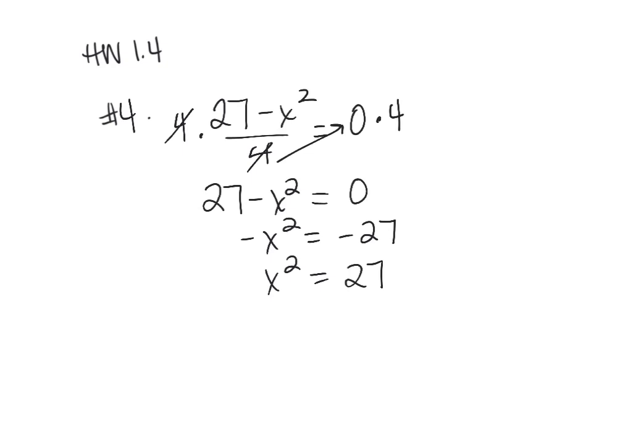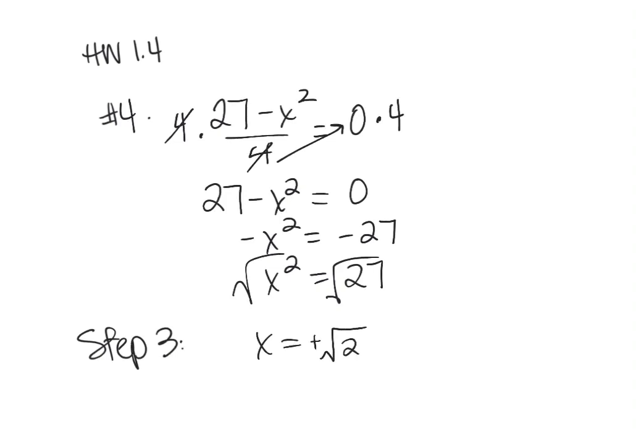And then to do the last step, if we want to solve this, we take the square root of both sides to actually get x for step 3. Here you'll get positive square root of 27 and negative square root of 27. You actually have to have both answers. So you would write your answer as square root of 27, comma, negative square root of 27.